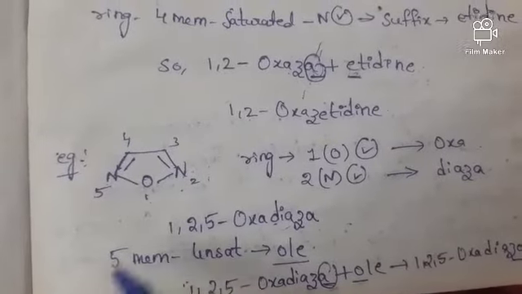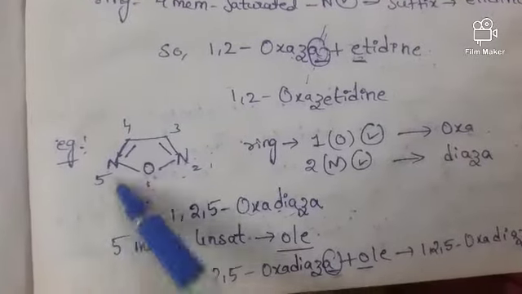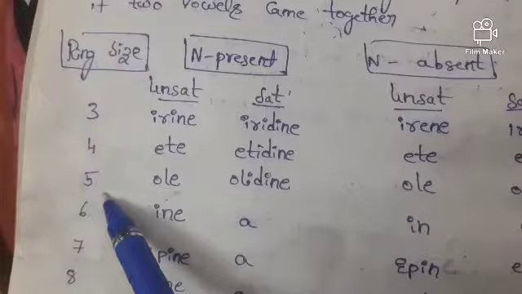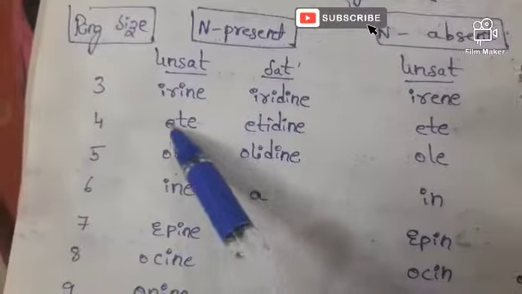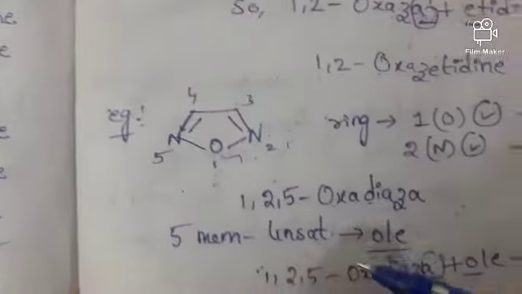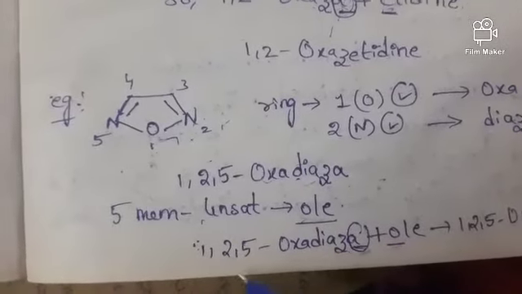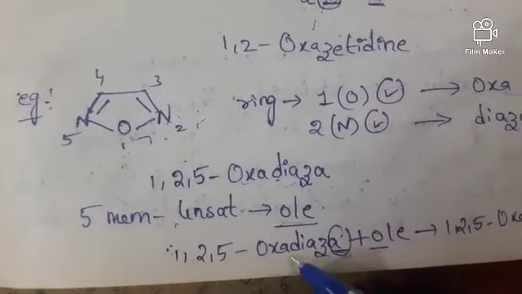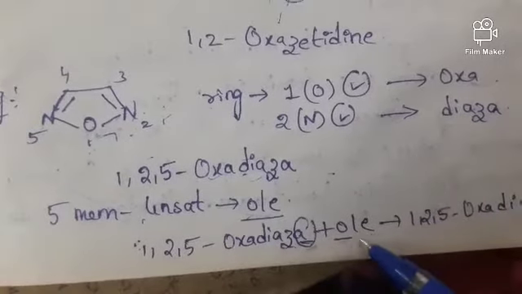Now we have predicted the prefix. Now let us enter into the suffix. This is 5-membered, nitrogen is present, unsaturated. Unsaturated means here we have to add ole, O-L-E. So 5-membered unsaturated: ole. This is the prefix, and we have to add the prefix with the suffix. Here the prefix is 1,2,5-oxadiaza, plus the suffix, which is nothing but O-L-E, ole.